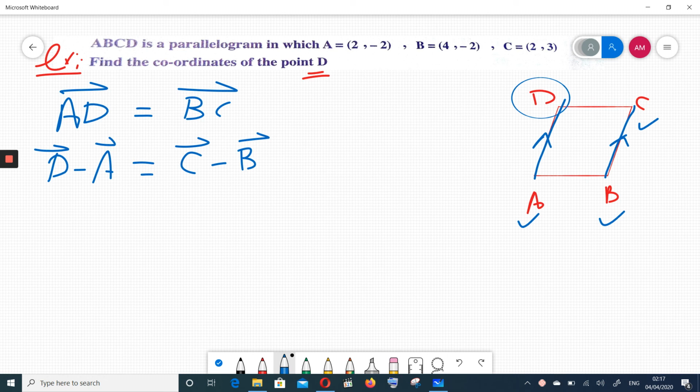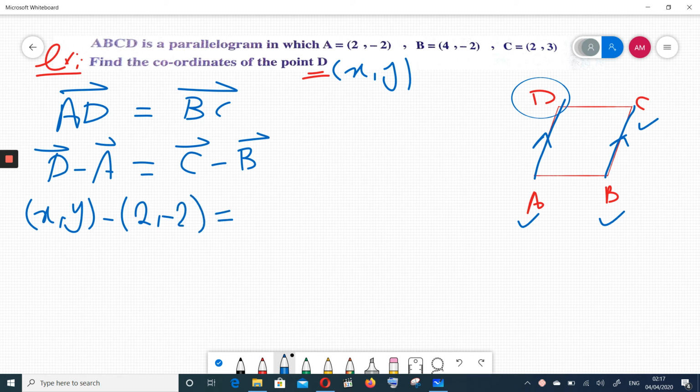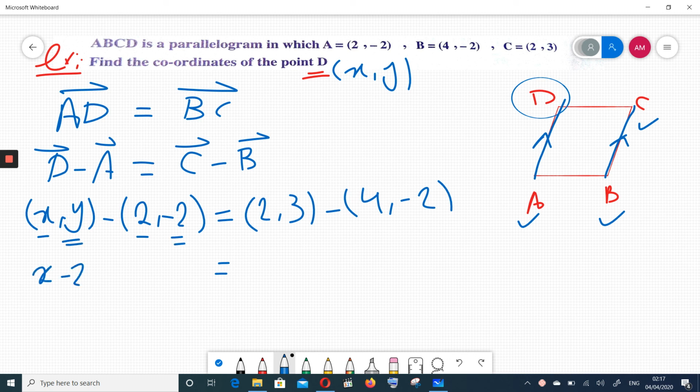He doesn't give me the point D, but we are going to say the point D is going to be X and Y. So this is X and Y minus A, which is 2 and negative 2. C is 2 and 3, minus B, 4 and negative 2. And now, as we studied before, first projection with first projection, and second projection with second projection. X minus 2, and Y minus negative 2 is going to be Y plus 2, because negative and negative is going to be what? Positive.